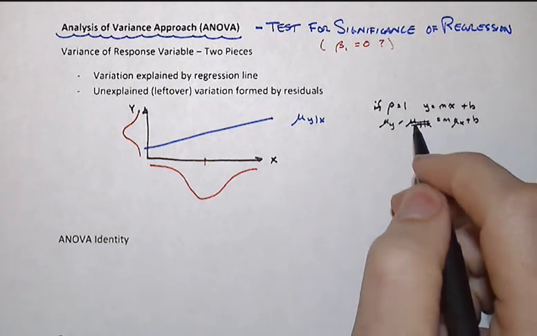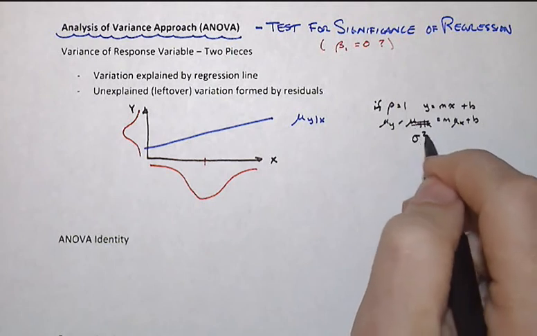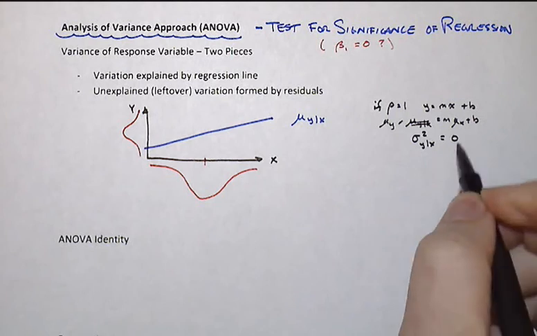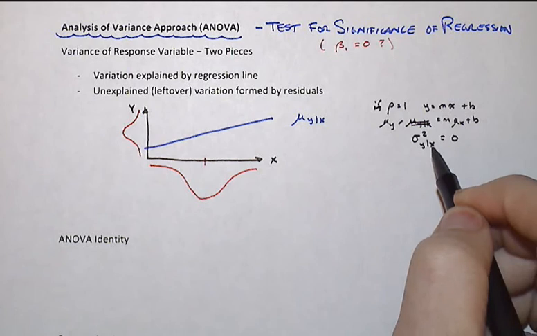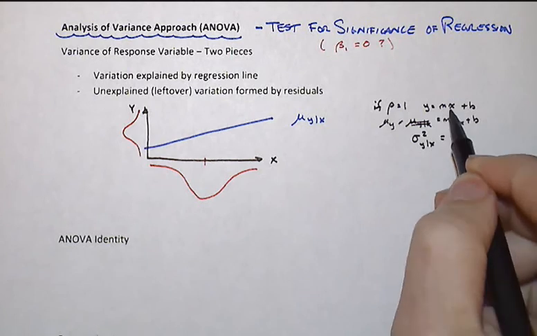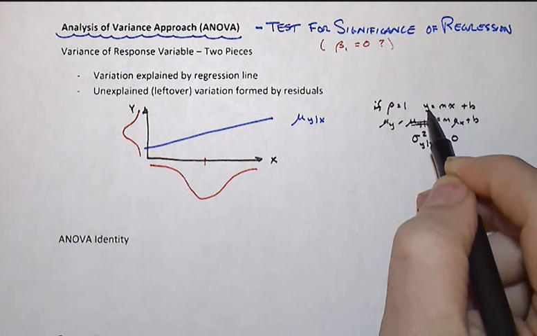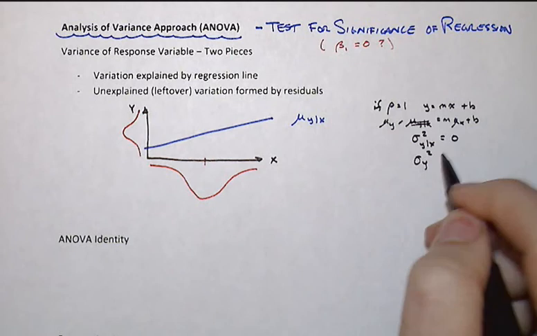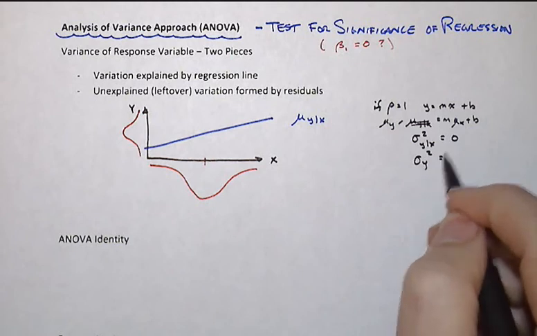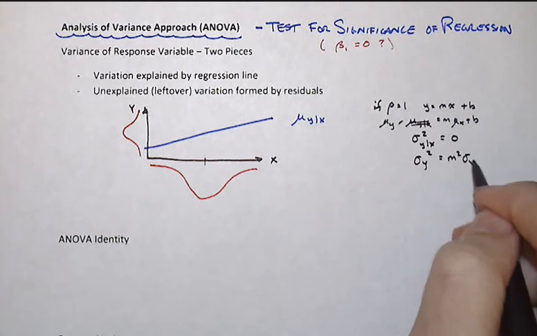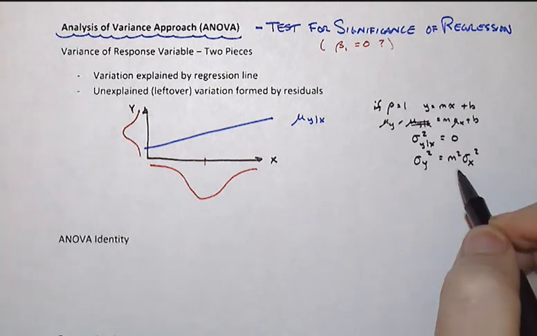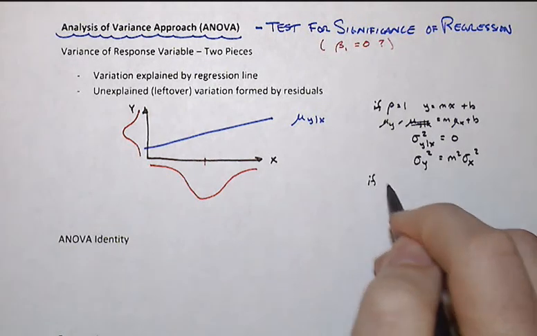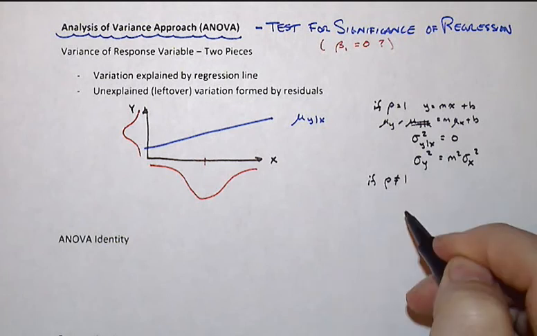And if we look at the conditional variance of y given x, well, that's going to be equal to 0, because we have a perfect relationship, and if we know exactly what x is, then we know exactly what y is going to be, and there is no variation. And so the leftover variation in y is going to be explained entirely by the variation of x. So just functions of random variables is all that we've got in that view of the world. But if rho is not equal to 1, then we're going to have some leftover variation.